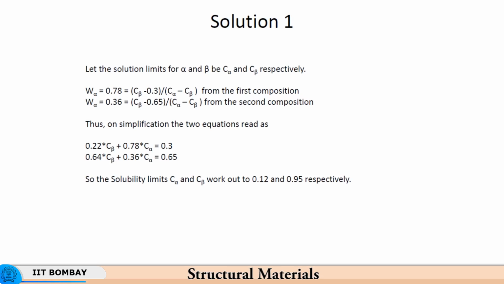So, basically the interpretation is that when A is the base metal, 12% of B can be dissolved in A at that particular temperature. So, at a given temperature 12% of B is dissolved in A. That is what we mean by C alpha equal to 0.12. C beta of 0.95 means that 5% of A can be dissolved in B at that particular temperature. So, these are the two solubility limits.